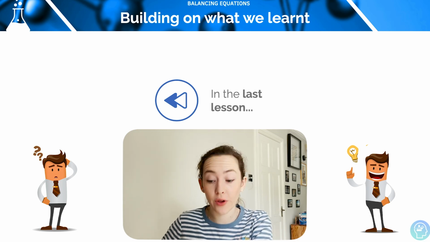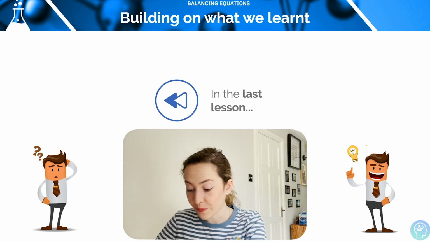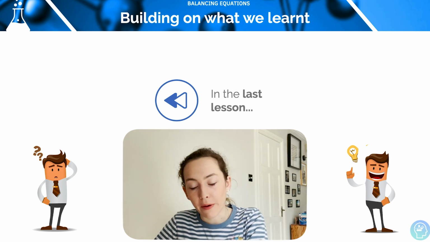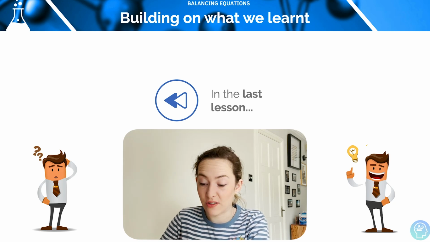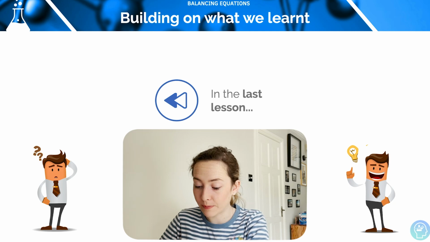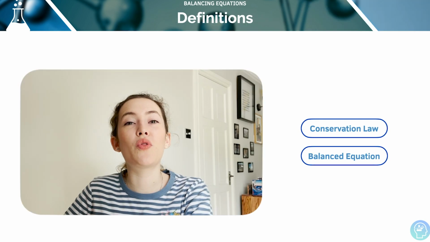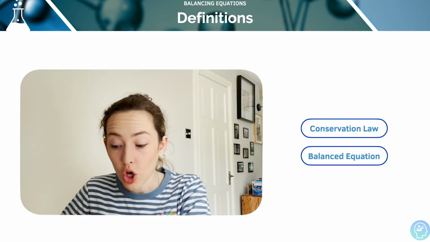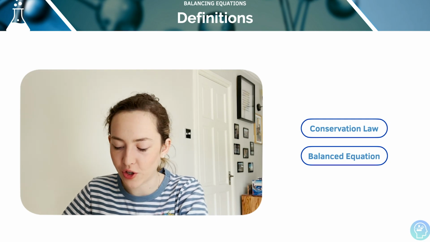In the previous tutorial, we learned how to calculate molecular formula and empirical formula, or molecular formula from the empirical formula and the relative molecular masses, and also from composition by mass, by percentage, and gas data and volumes as well. So in this tutorial, we're looking at balancing equations and ionic equations too. There are two things that you need to know about with balancing equations: conservation law and, of course, how to do a balanced equation.